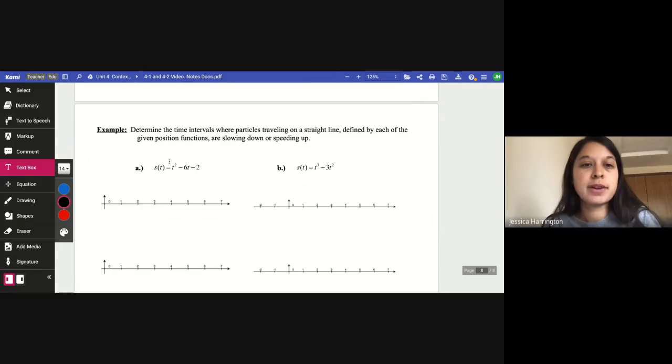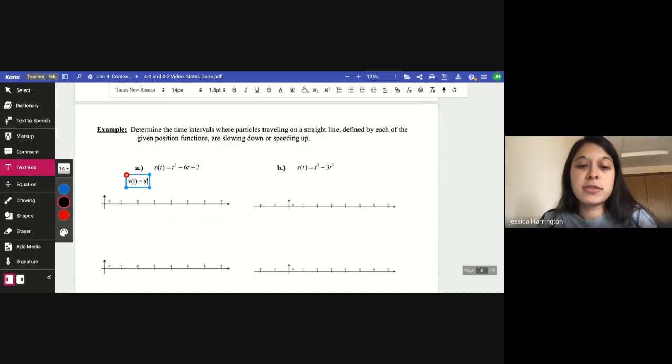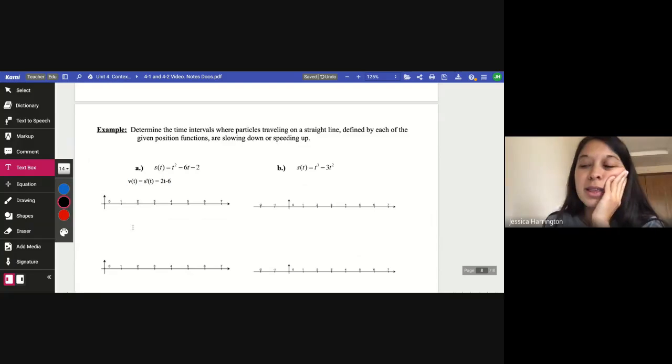So let's start by finding the velocity. I'm just going to put it up here. The velocity function is a derivative of the acceleration, or sorry, of the position function, which means that it is equal to 2t minus 6, right? That's the derivative of that function. So now let's think about it. When is the velocity going to be 0? The velocity will be 0 when t equals 3.